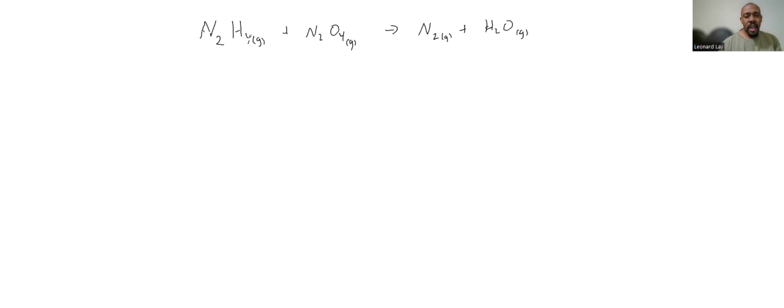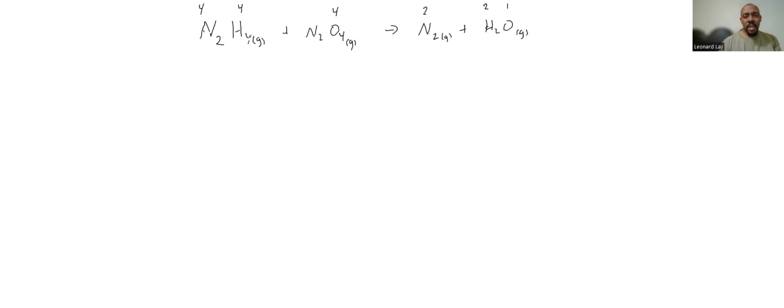So currently, how many hydrogens do we have on the reagent side? We have 4 hydrogens. How many oxygens do we have? We have 4 oxygens. And how many nitrogens do we have? We have 4 nitrogens. Now, if we look on the product side, we have 2 hydrogens, we have 1 oxygen, we have 2 nitrogens.